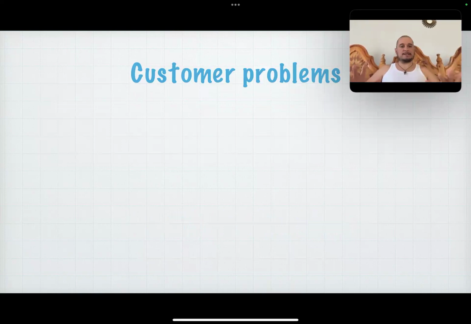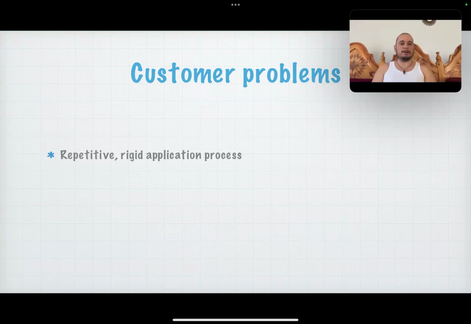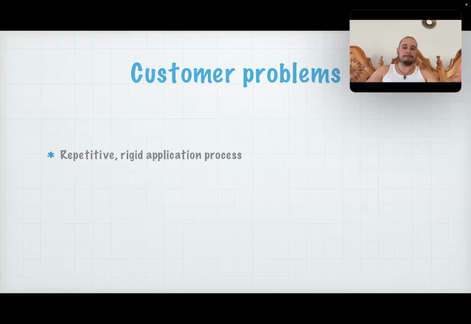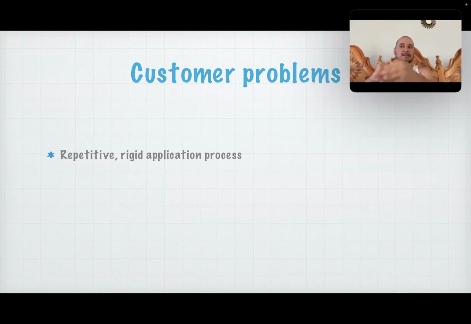So let's take a step back and understand what the customer problems are when applying for loans. In particular, let's start with small and medium businesses. And the first problem is that it's a repetitive, rigid application process. So let's assume that there are 20 different institutions that can grant a loan for a small business. The process of applying is repetitive.